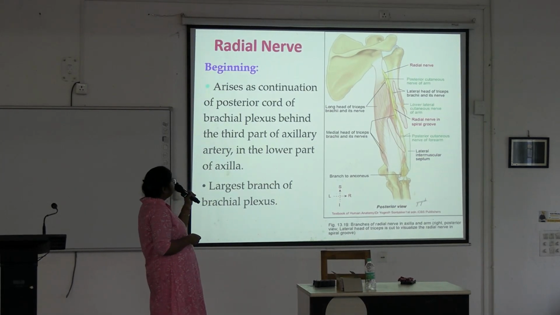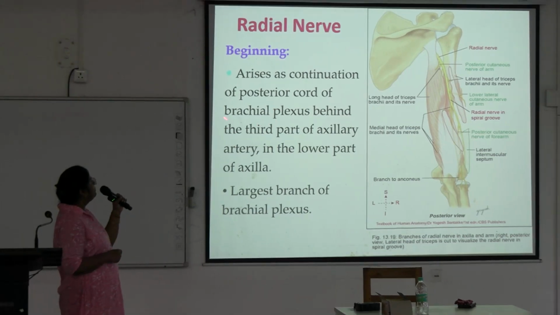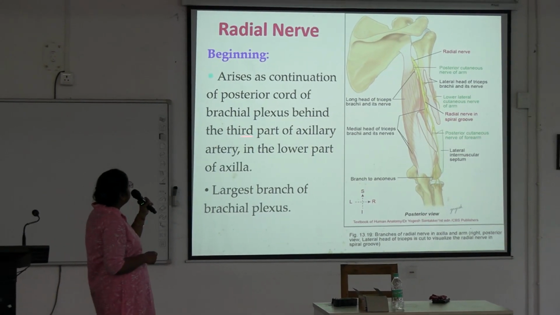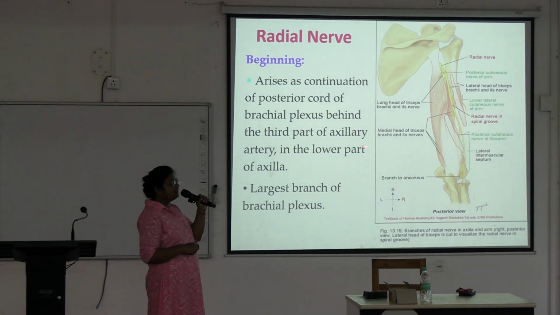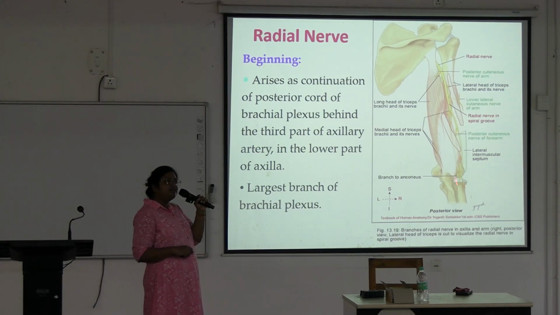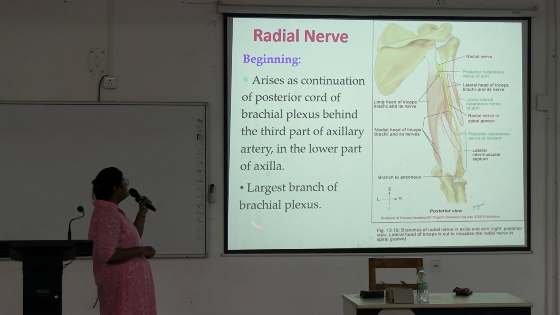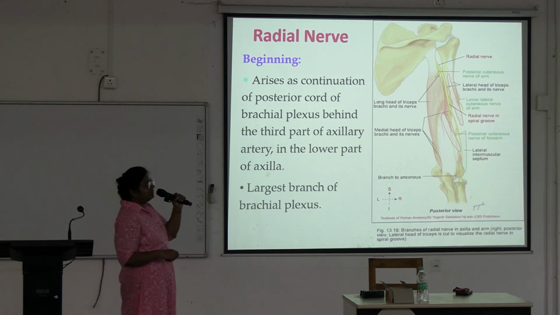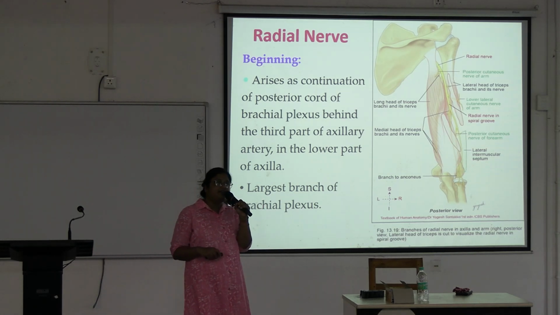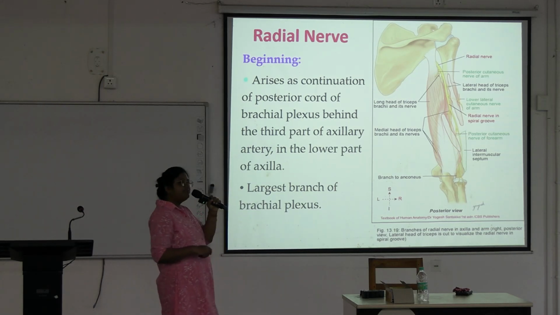So what is the beginning? It arises as continuation of posterior cord of brachial plexus behind the third part of the axillary artery in the lower part of the axilla. So this is the beginning of the nerve, and it is the largest branch of brachial plexus. Very important for your Viva and MCQs. Okay, largest branch of brachial plexus.